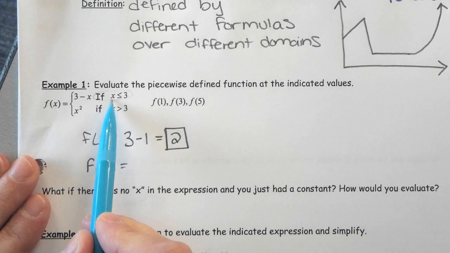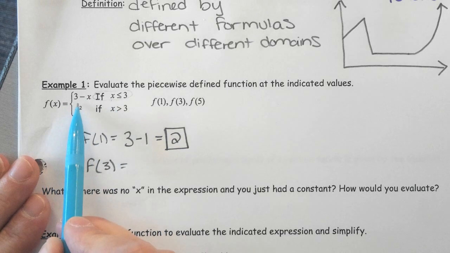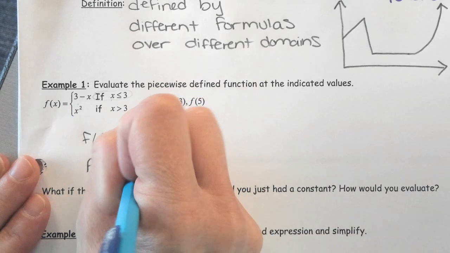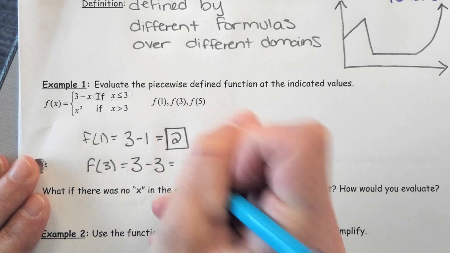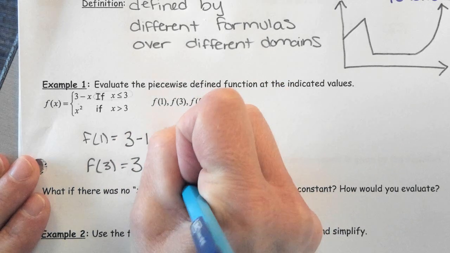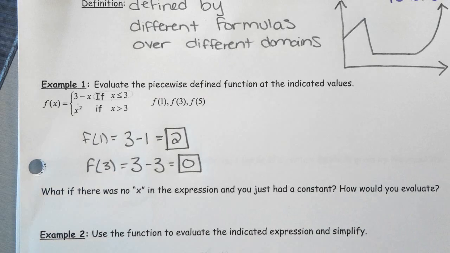Next, f at 3. Is 3 smaller than or equal to 3? Yes, so I plug it in here again. So 3 minus 3 gives me 0. Now, notice that once I plug it in, I don't go looking to see if I can plug it in elsewhere. You're only going to be able to plug these in one spot. So once you find that spot, plug it in, and then move on. You're not going to be able to plug it into multiple places.